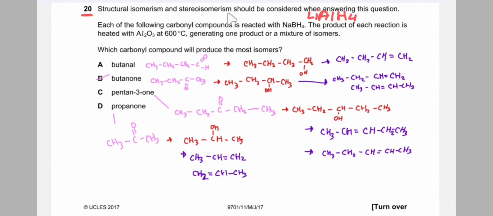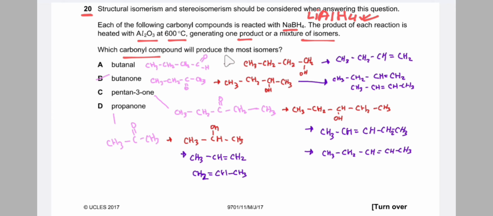Number 20. Structural isomerism and stereoisomerism should be considered when answering this question. Each of the following carbonyl compounds is reacted with NaBH4. NaBH4 is a reducing agent and LiAlH4 is also a reducing agent, but NaBH4 cannot reduce carboxylic acid while LiAlH4 can. The product of each reaction is heated with Al2O3 at 600 degrees centigrade. Aluminium oxide, in the presence of heat, converts alcohol to alkene, generating one product or a mixture of isomers.